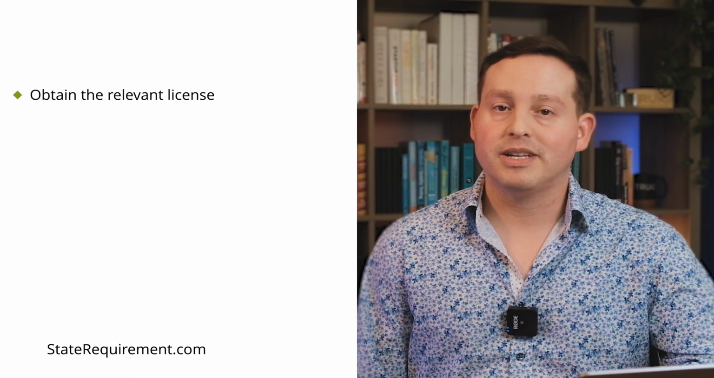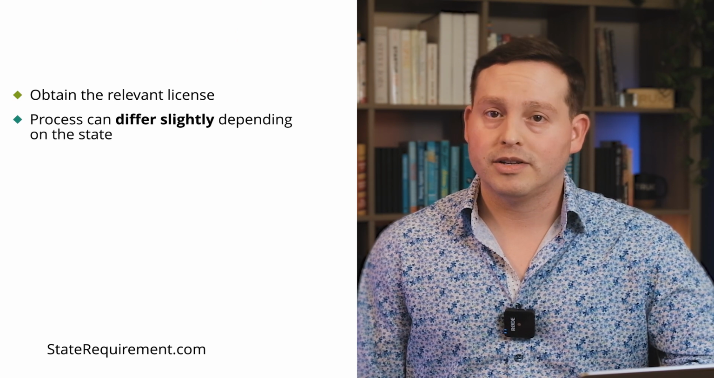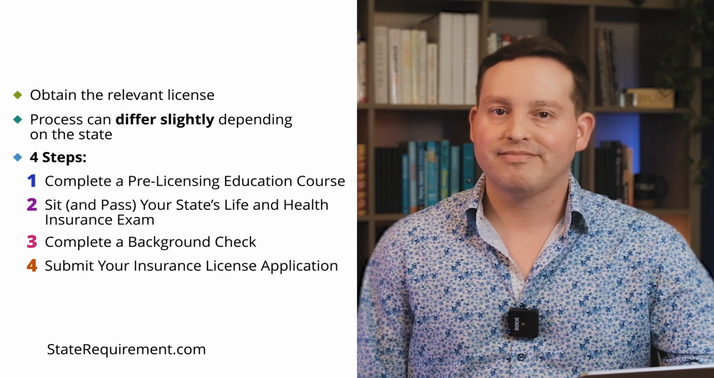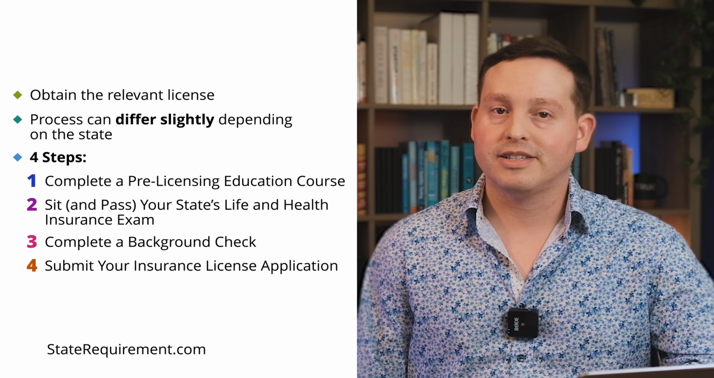If you're eager to get started in the world of life and health insurance sales, one of the first steps you'll need to take is to obtain the relevant license. While the specifics of this process can differ slightly according to your state's rules and regulations, it generally involves 4 simple steps. We'll start this video by briefly going over exactly what a life and health insurance license is.